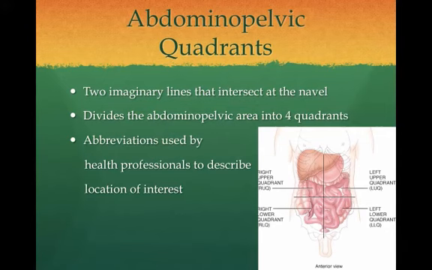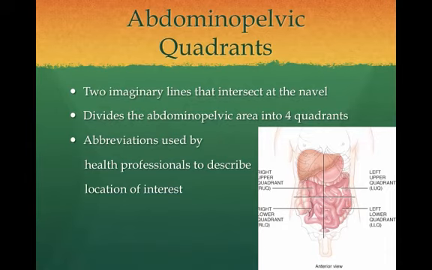When a person is viewed while in the anatomical position, the abdominopelvic area can be seen. This area is below the rib cage and above the pubic bone. Imaginary lines can be created to divide the abdominal and pelvic area into quadrants and regions. The abdominopelvic quadrants are formed by two imaginary perpendicular lines that intersect at the navel. The terms for these quadrants and their abbreviations are used by health professionals in clinical discussions.